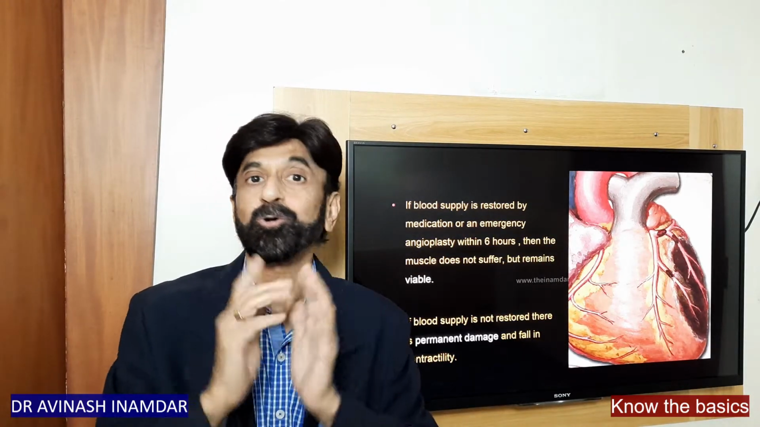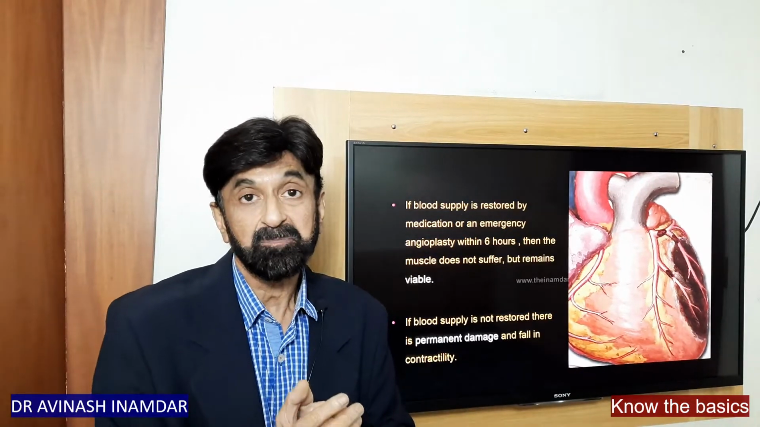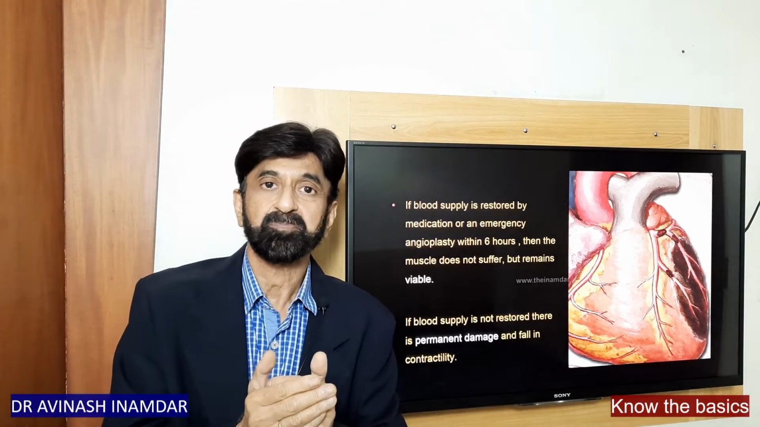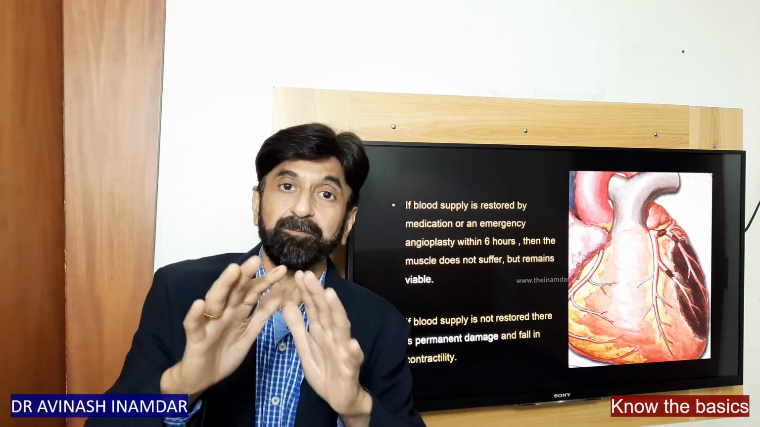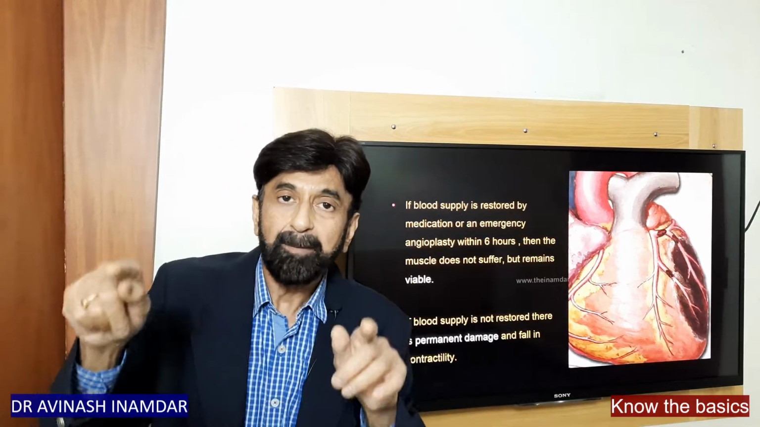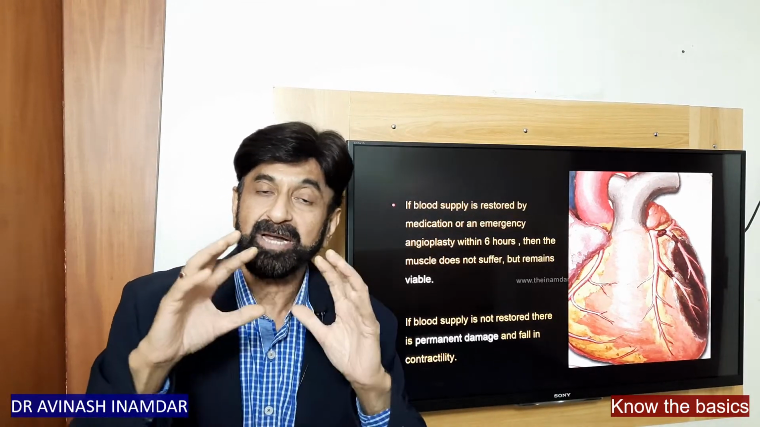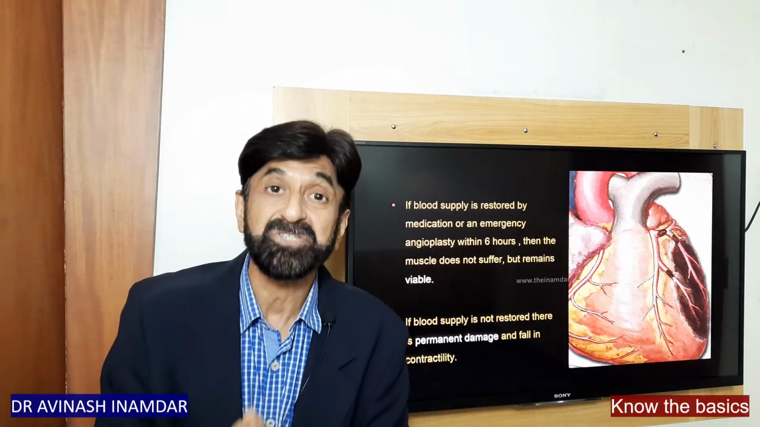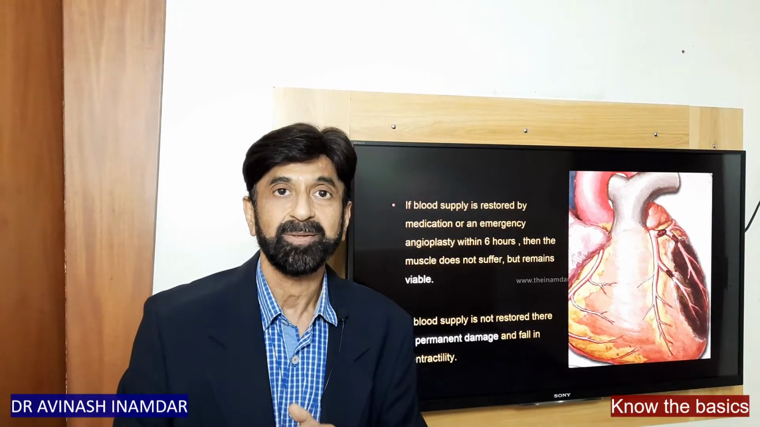But if you cannot do it, those 6 hours are called the golden hours. So after 6 hours, if the patient comes late to the hospital, or nothing is done within those 6 hours, then that part of the muscle gets completely damaged, and that's a permanent damage, as a result of which the contractility of the heart goes down.